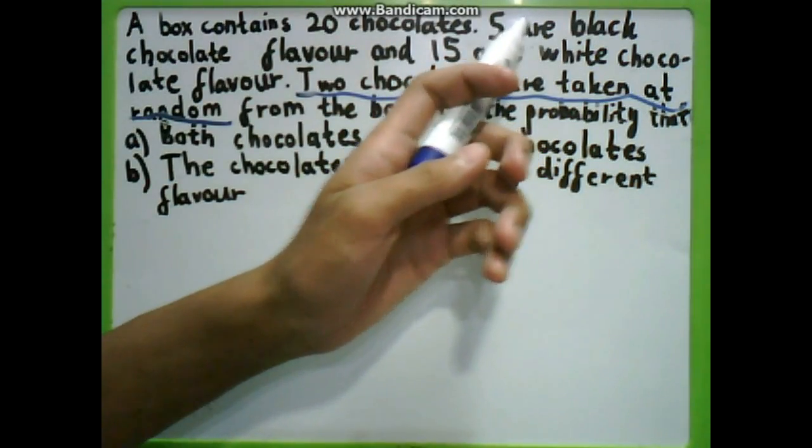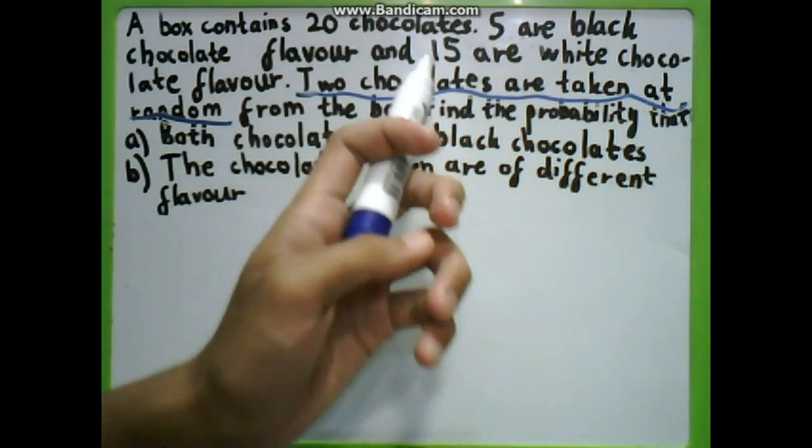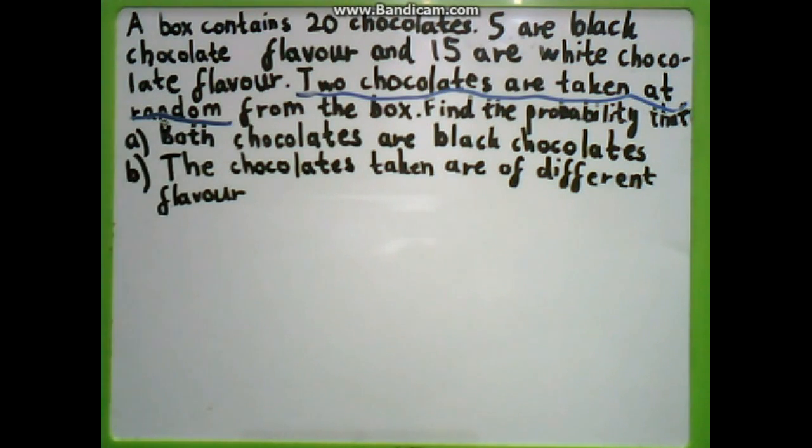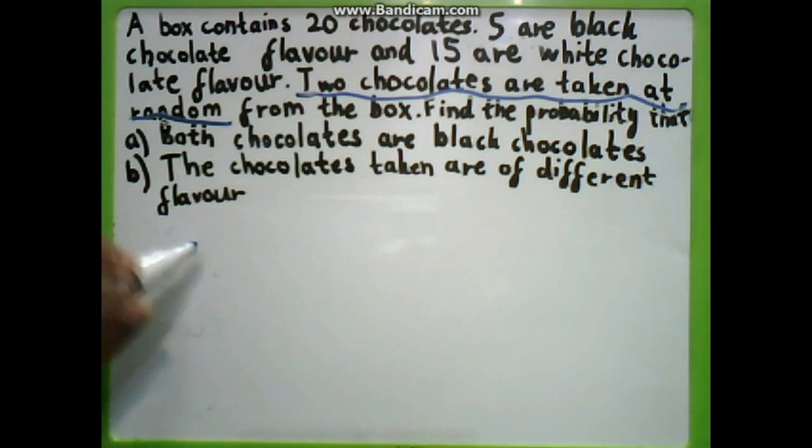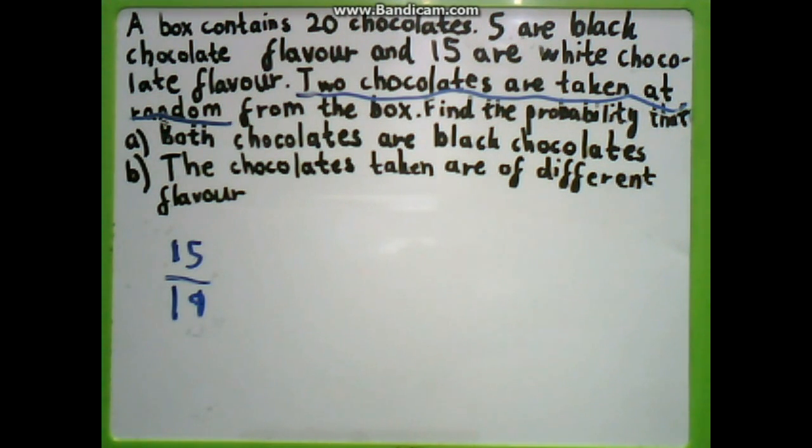Okay, 5 are black chocolate flavored and 15 are white chocolate flavored. Whoever made this question should work on their English. Okay, so you take out 1 black chocolate flavored chocolate, you are still left with 15 white chocolates. However, you are left with 19 chocolates altogether. I'll label this as black. Okay, for the whites, you are left with 5 black chocolate flavored chocolates if you took out 1 white chocolate, and you're still left with 19, same as this one.